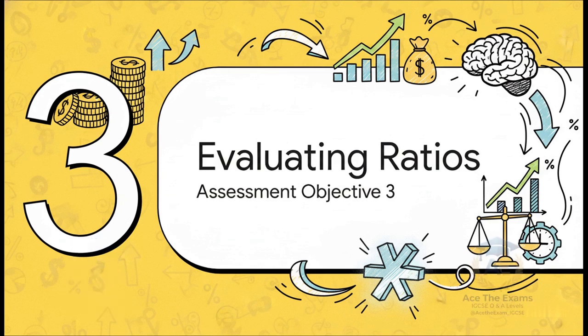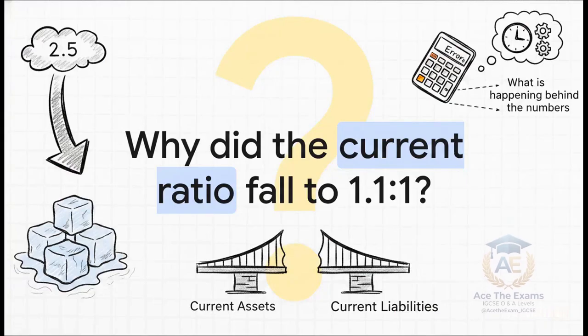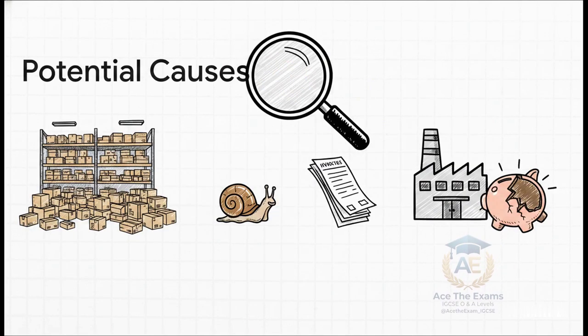This is where things get really interesting. Let's make this explainer a bit interactive. I want you to pause right here and attempt to answer this using the exam command word evaluate. Why did the current ratio fall from 2.5 to 1 down to a risky 1.1 to 1? Calculating that drop is easy, but what is exactly happening behind the numbers? Take a moment, actually write down your answer, and then press play when you're ready. Okay, let's see how you did.